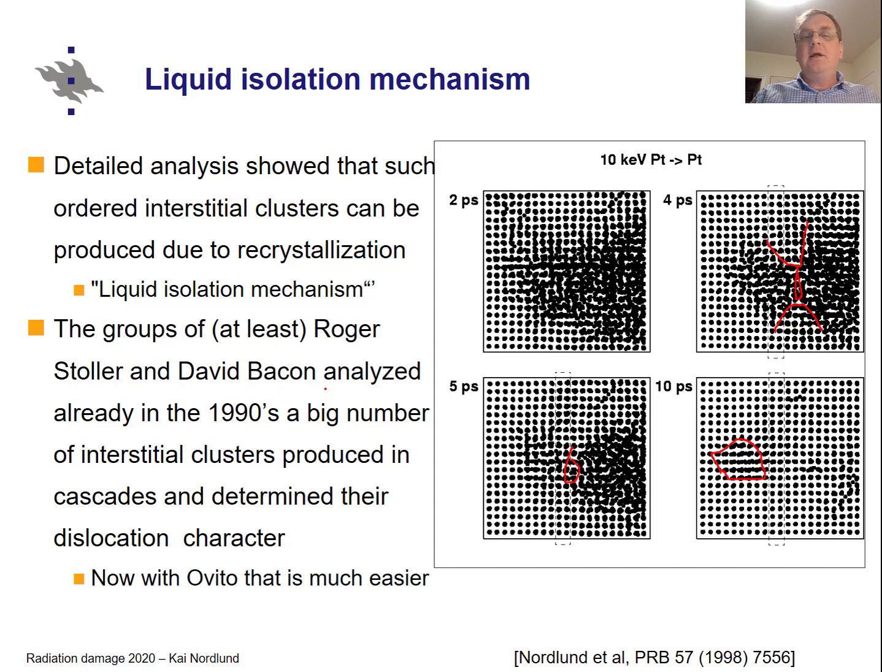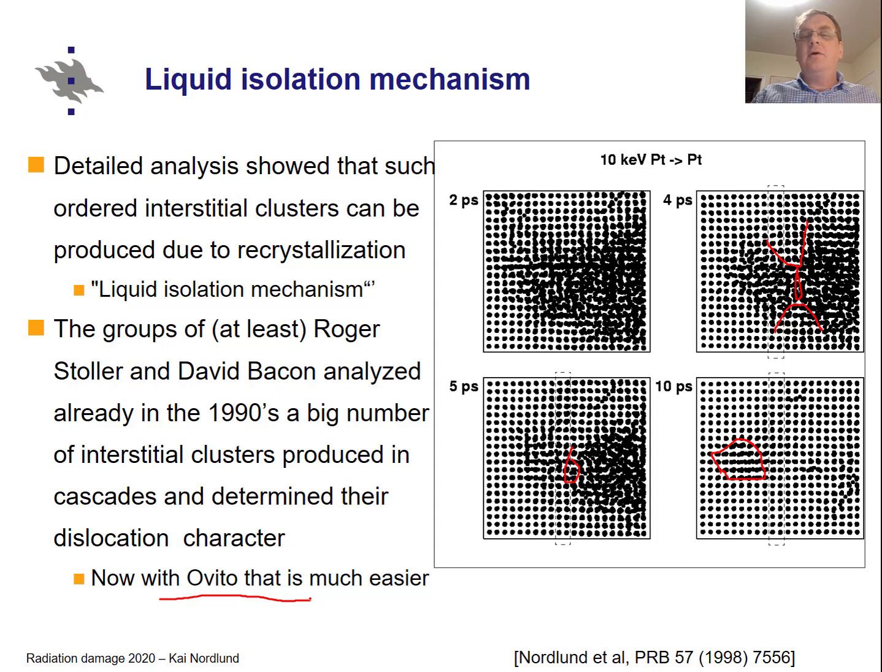And these have been seen basically since the 1990s. And already in the 1990s, Roger Stoller and David Bacon did many simulations like this and analyzed the dislocation character. In that case, it was quite tedious, done from the atom coordinates. Now this OVITO analysis makes it much easier to do this.